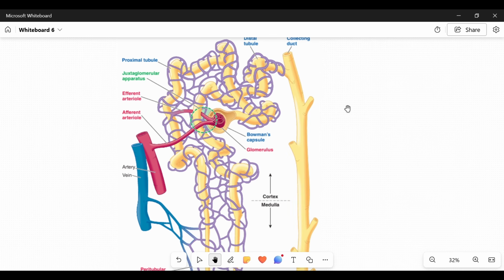So a typical nephron has a Bowman's capsule, as has been labeled here, with the glomerulus inside. The glomerulus is a network of capillaries that forms a ball-tuft structure. Fed into the glomerulus are afferent arterioles, which bring blood into the glomerulus. Then blood leaves the glomerulus through the efferent arteriole.